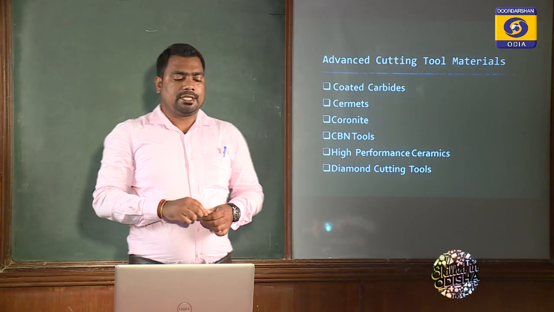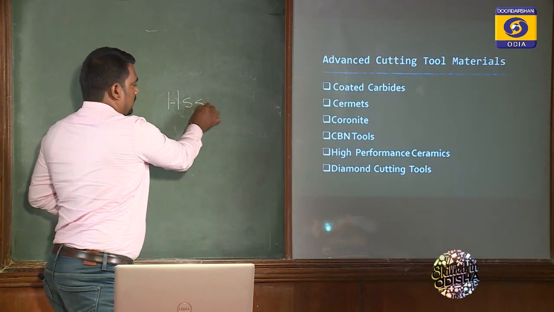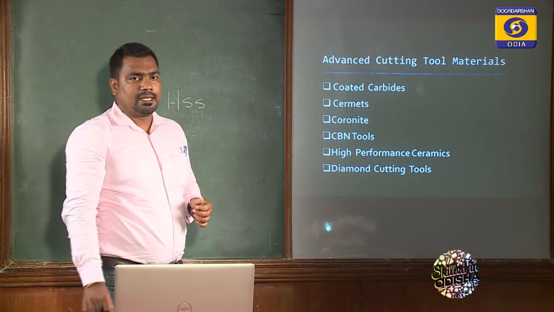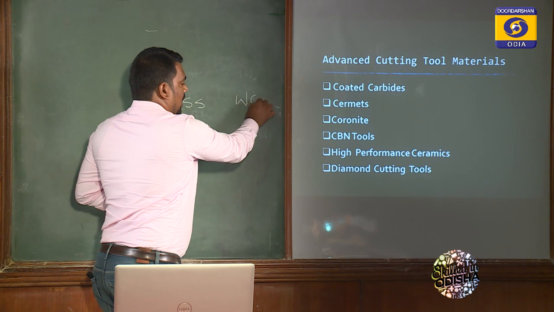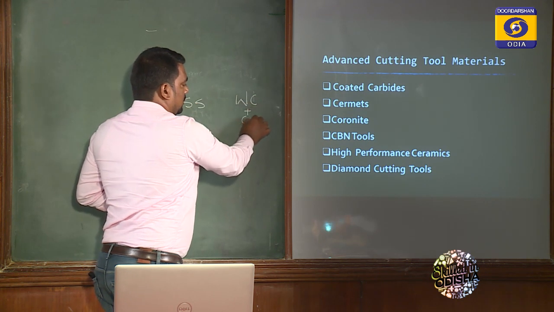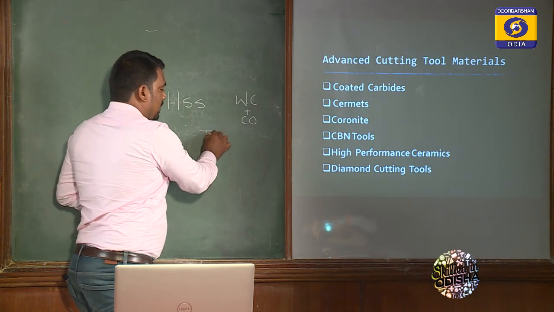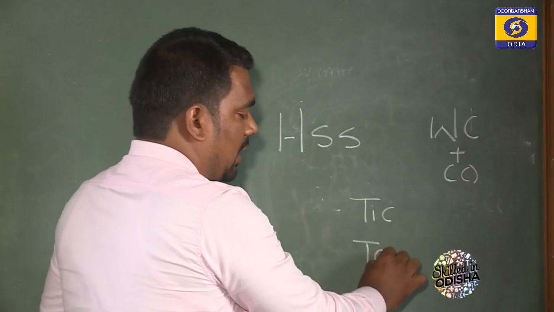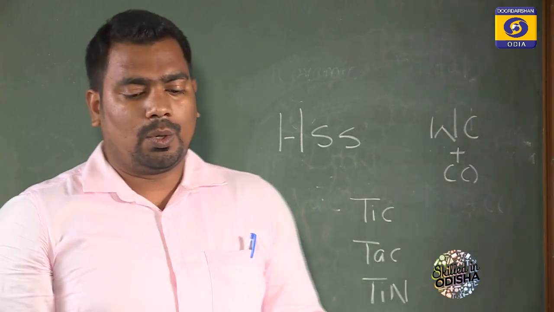Coronite is composed when high speed steel is added with some additives of tungsten carbide and cobalt, with a coating of titanium carbide, tantalum carbide, and titanium nitride. It forms coronite.